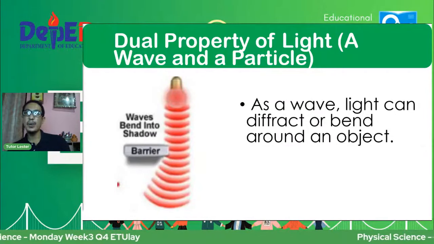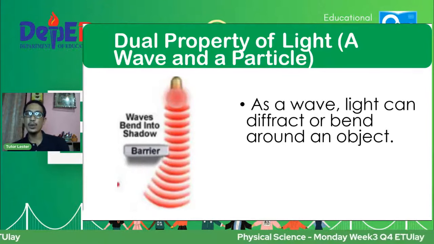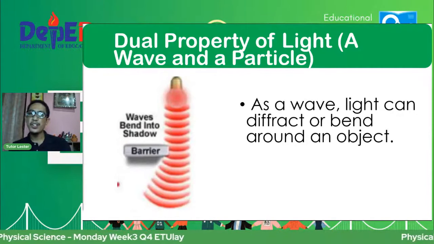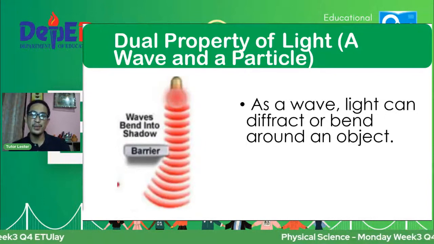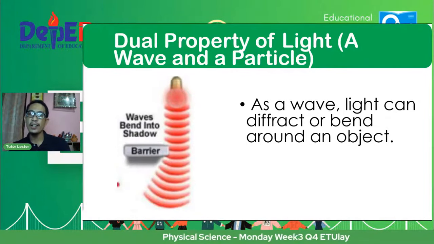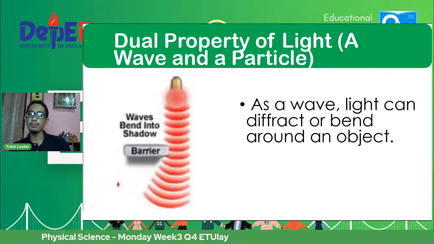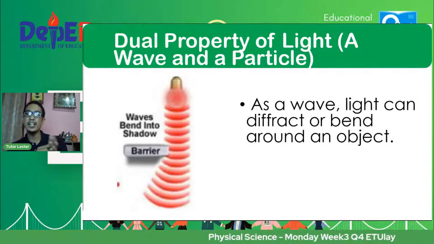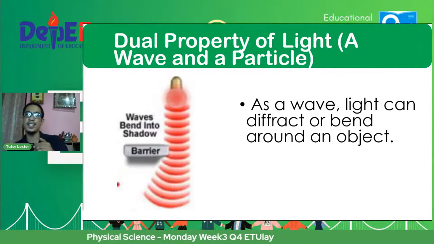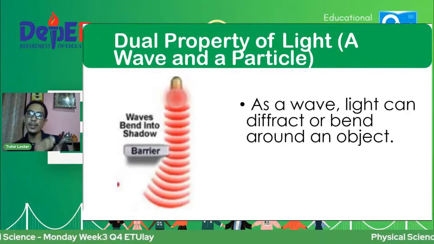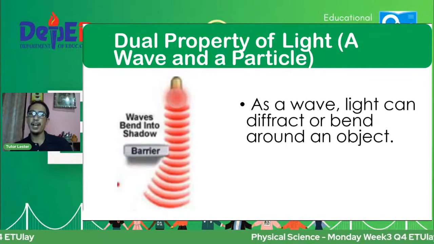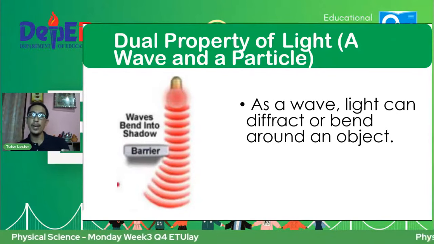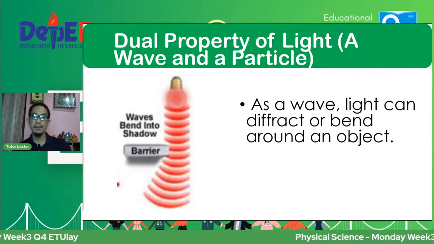Light also acts as a wave. Light has the ability to diffract or bend around an object. Diffraction involves a change in the direction of the waves when they pass through an opening or around obstacles along their path. Refraction happens when light waves change direction as they travel through materials of different refractive indexes. So let us say from water to air or air to water. Light waves also undergo interference, which is the phenomenon that occurs when two waves meet while traveling along the same medium.